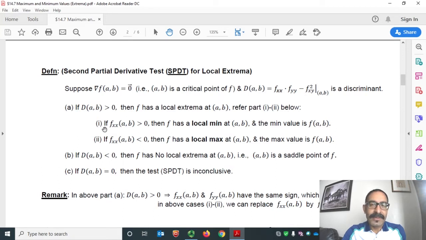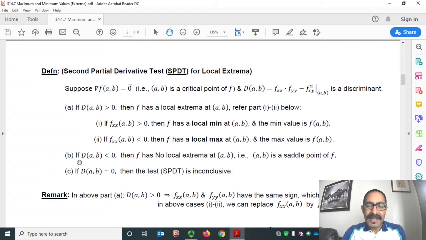Subpart I: if the second partial derivative of f with respect to x evaluated at (a, b) is positive, then f has a local minimum at that point (a, b), and the minimum value is f of (a, b). It looks kind of opposite here. It's positive here, but we have a local minimum. Subpart II: if the second partial derivative of f with respect to x evaluated at (a, b) is negative, then f has a local maximum at (a, b), and the maximum value is f of (a, b).